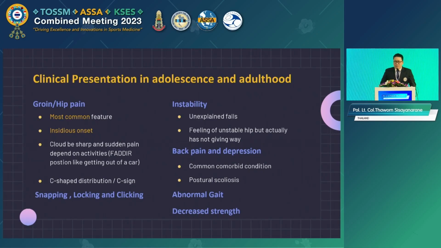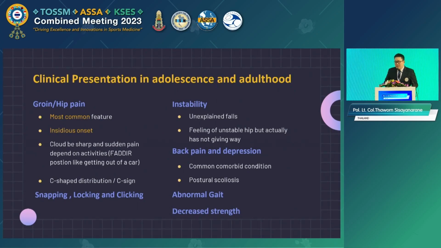And the pain will mostly be insidious in onset. The pain could be sharp and sudden, depending on the activities. The other thing is the patient may complain of snapping, locking, or clicking, and may describe instability. The instability can be described as an unexplained fall, or the patient will complain of an unstable hip, but not actual giving way.